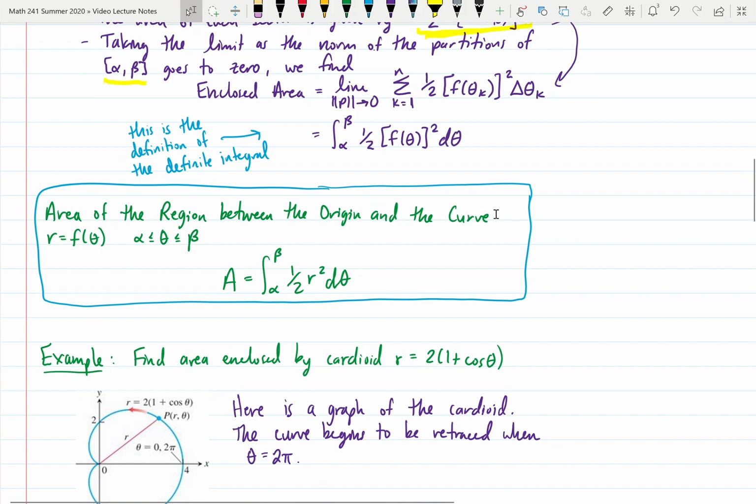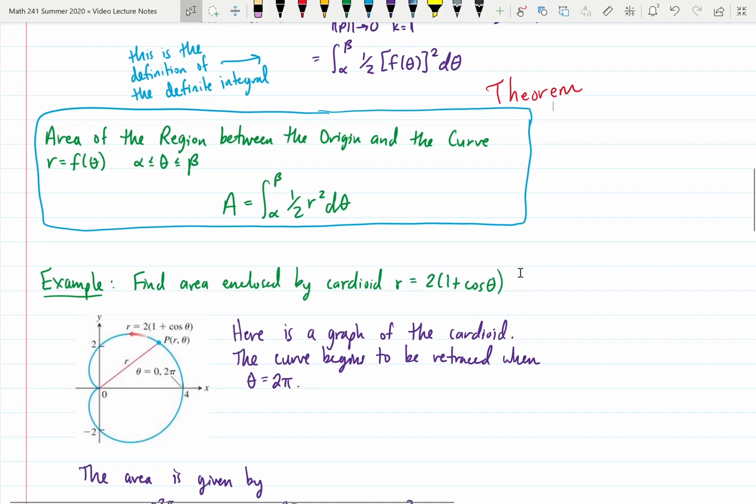So this leads to the first important theorem of this section, something that hopefully you are already familiar with from Calc 2. So, big important theorem: the area of the region between the origin and some polar curve r equals f of theta, where theta is between alpha and beta, is given by the definite integral from alpha to beta of 1/2 times r squared d theta. So this is something to keep in mind.